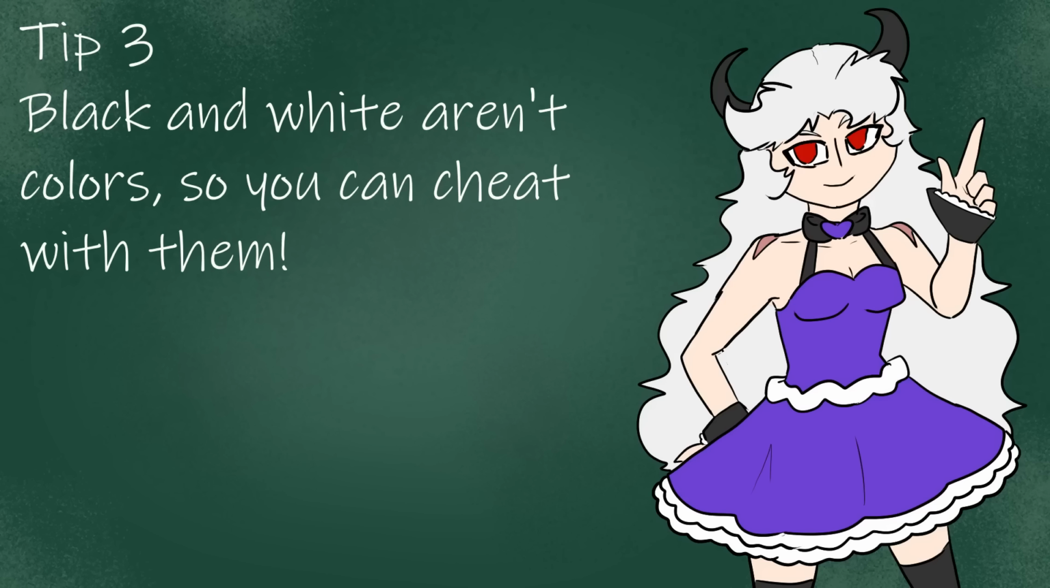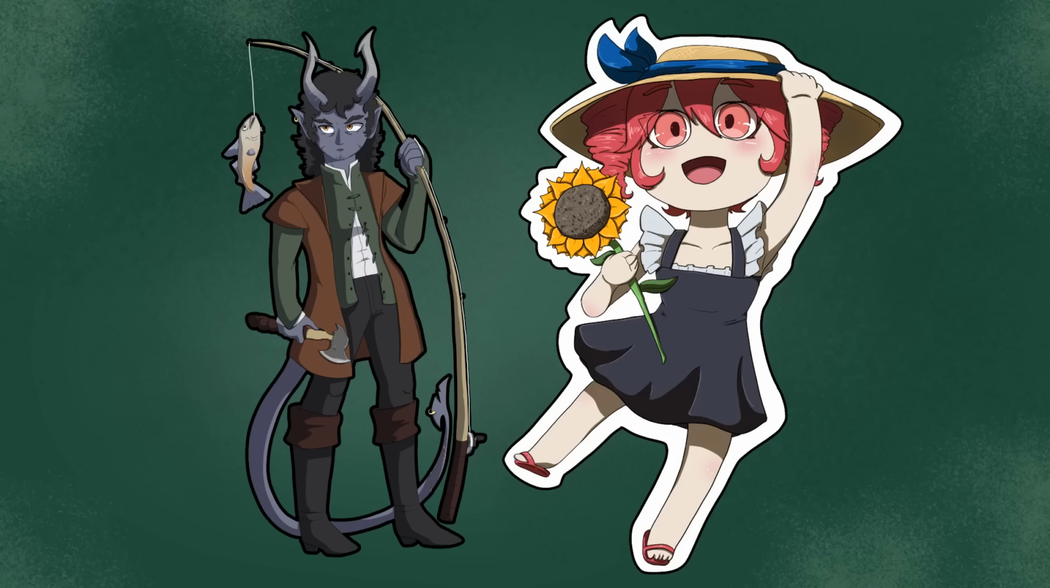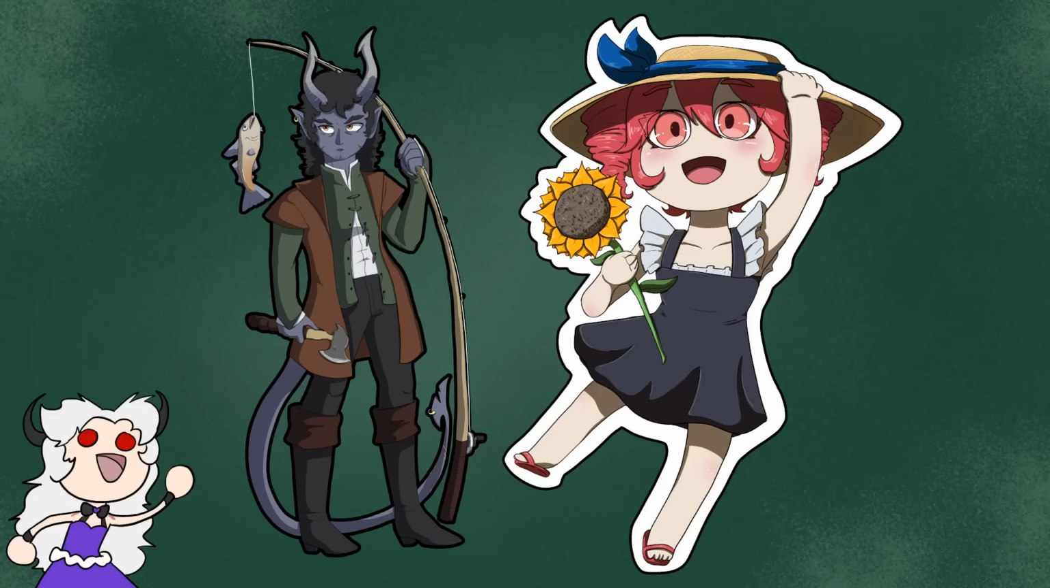Tip number 3. Black and white are cheat code colors. If you're at a point where you need to add another color to a piece, but you already really are happy with the palette you have, just add black, gray, or white. Don't forget, they aren't really colors, so they won't hurt that good cohesive palette you've crafted. When nothing else seems to work, go to the grayscale.